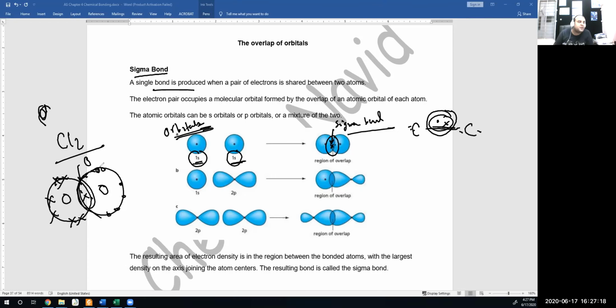orbitals. So until now we only used a simple representation that there are electrons here and they're overlapping, but actually is it so simple? No. So now we are being more specific, and we can see that when orbitals overlap, only then there is sharing of electrons.